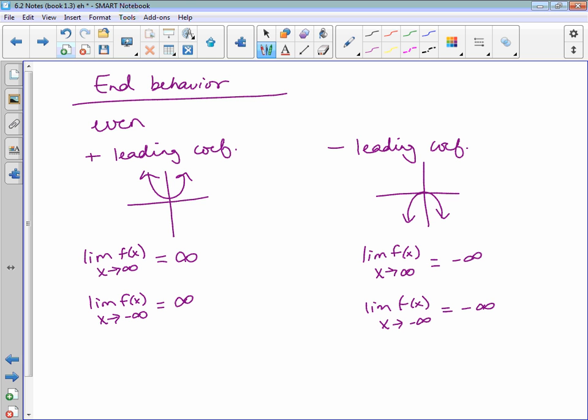So that's if you have an even degree of your function. We know there might be a lot going on in the middle of your graph, but we don't really care about that when we're doing end behavior. We just want to know at the very end what's happening.